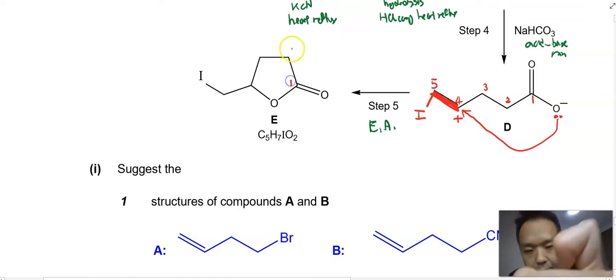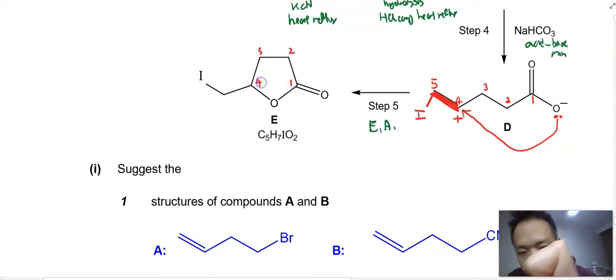Carbon number 1, carbon number 2, carbon number 3, carbon number 4, carbon number 5. Okay, so you can see the O forms between carbon number 4 and number 1. So checking, this is basically a ring-closing reaction similar to what we've done for the halogenoalkanes tutorial.